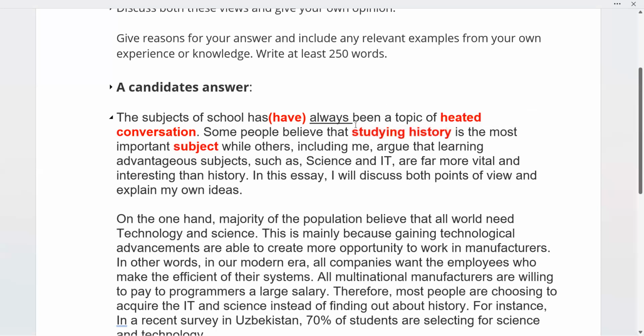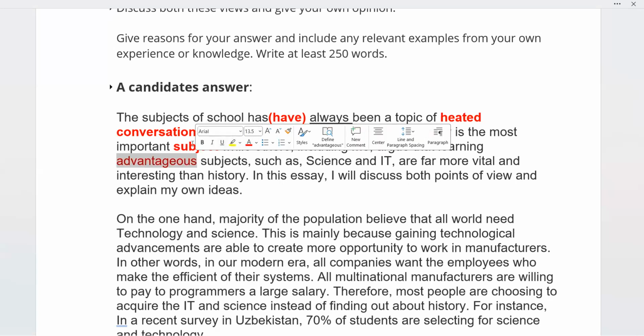So this person was not really careful while going through the essay, or maybe didn't even go through the essay at the end after he finished writing it. So some people believe that history is the most important subject, while others, including me, argue that learning advantageous subjects such as science and IT are far more vital. So another problem we have is the use of this word.